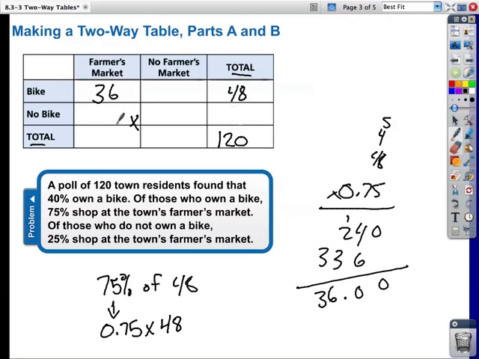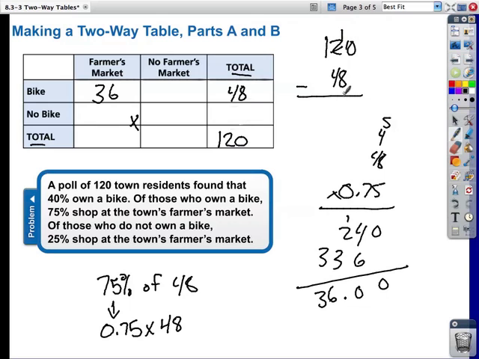shop at the town's farmer's market. So that number would go here. We need this number, though, to figure that out. And the way we can figure that out is we know 48 people own a bike out of 120. So that would mean that if we subtract the amount of people who own a bike from the total number of people, we'll figure out how many people don't own a bike.